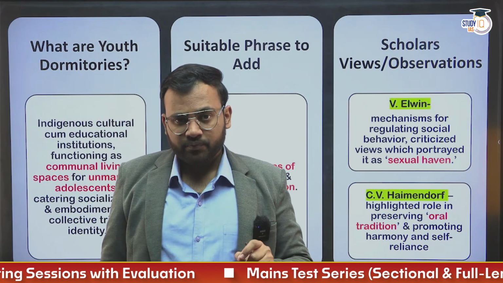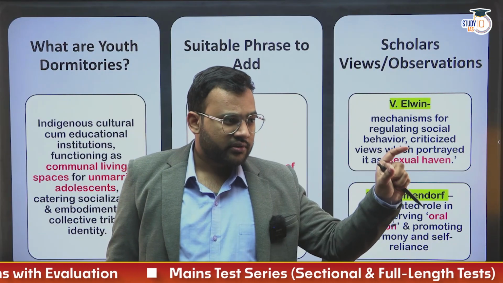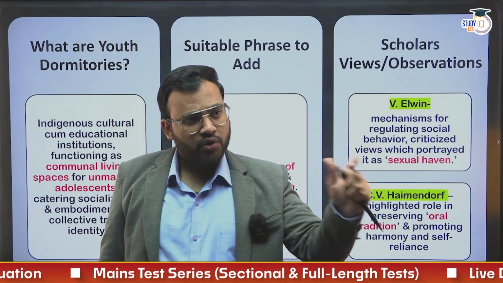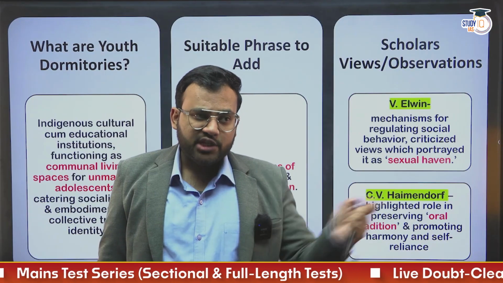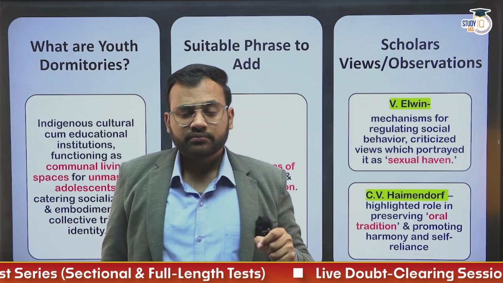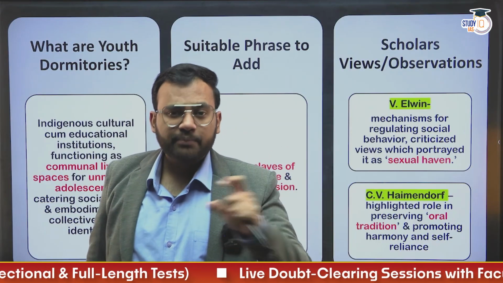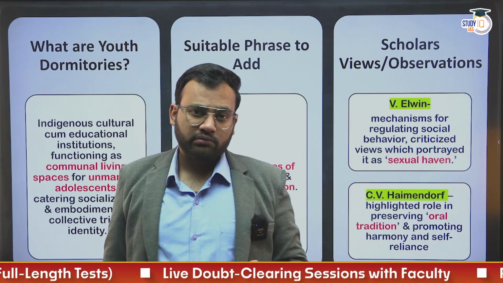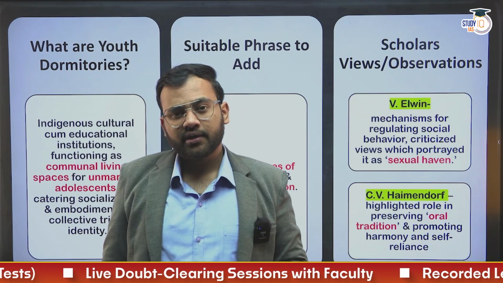Then Verrier Elwin, a very near and dear friend of Nehru Sahab, and very close to both Patel and Gandhi ji. He worked among a lot of tribes in India, like the Gonds, and among the Gonds he provided a very beautiful description of their youth dormitory, called the Ghotul. It is present among the Muria Gonds of central and central-eastern India.